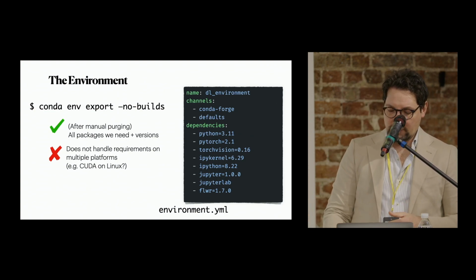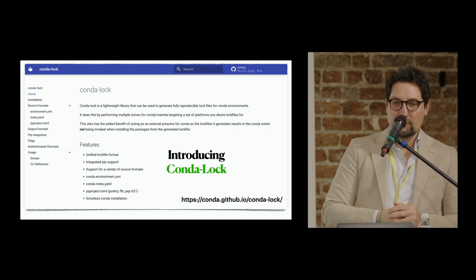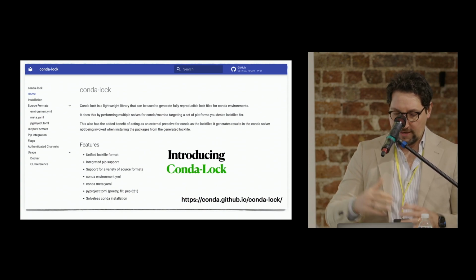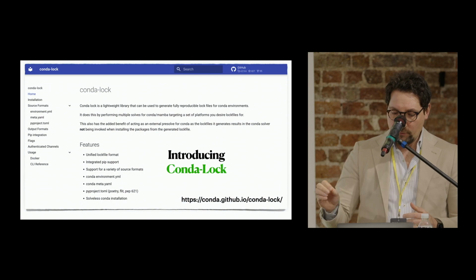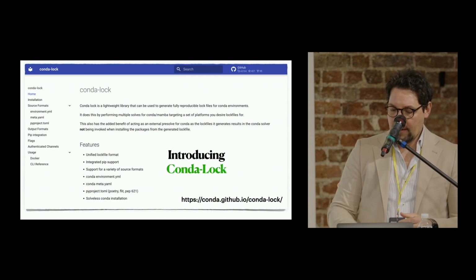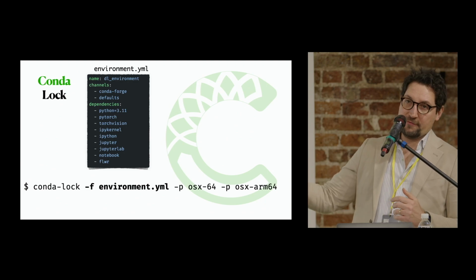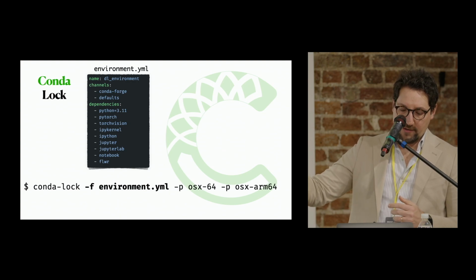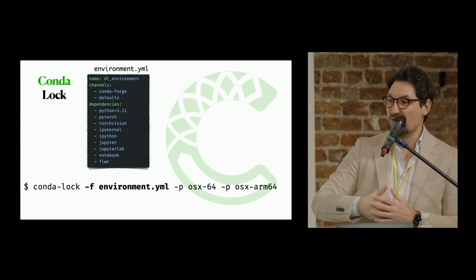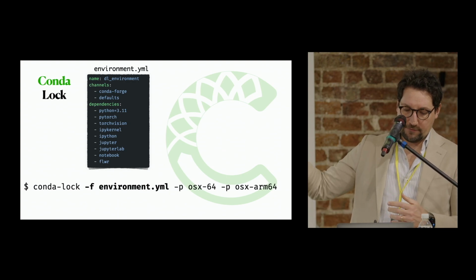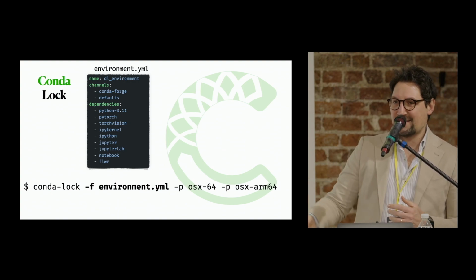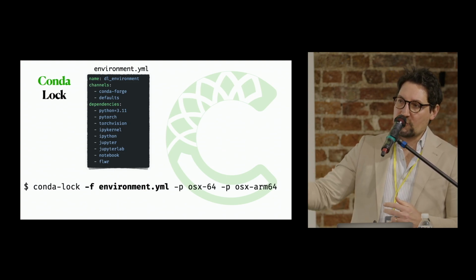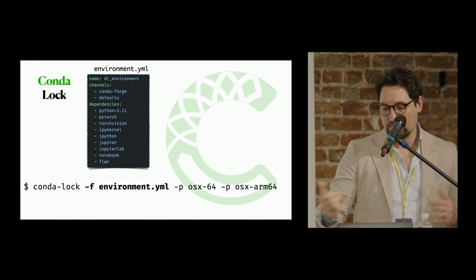In case you're not familiar with this, I want to introduce a fantastic tool the Conda community has developed. It's called conda-lock. Conda-lock is essentially a lightweight library that can be used to generate fully reproducible lock files for Conda. Starting from an environment.yaml file, you pass in the environment file, and then you specify the platforms you want to target. In this case, we want to target the platform of the laptop, OS X 64, and the platform for the inference server, OS X ARM 64. These are the two platforms that don't require CUDA and GPU support for PyTorch.